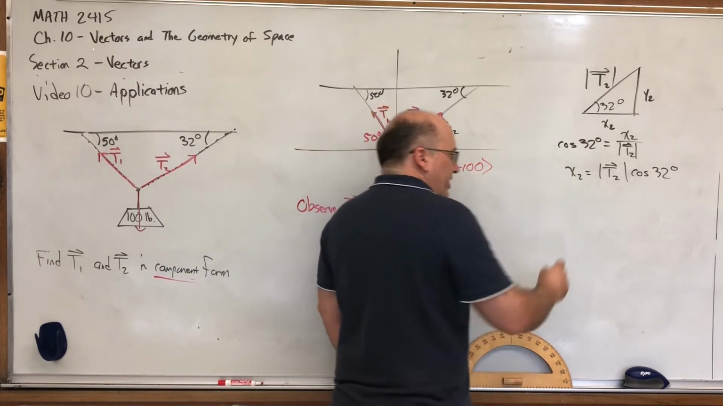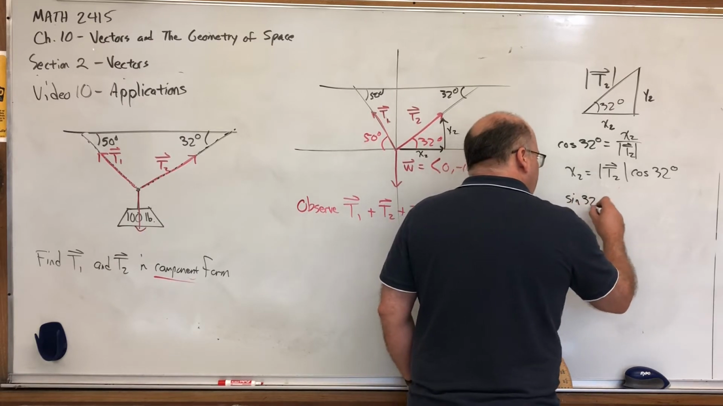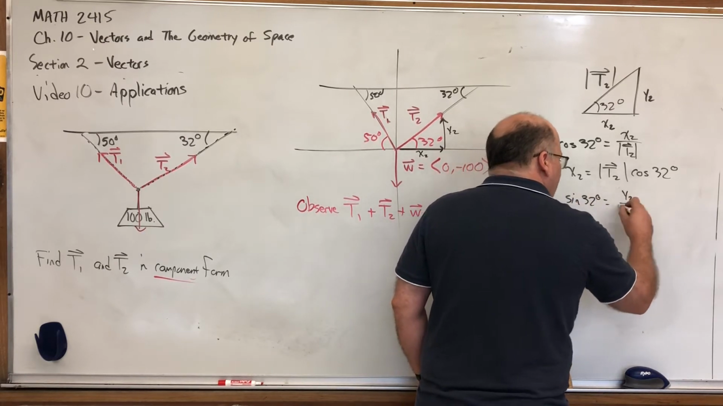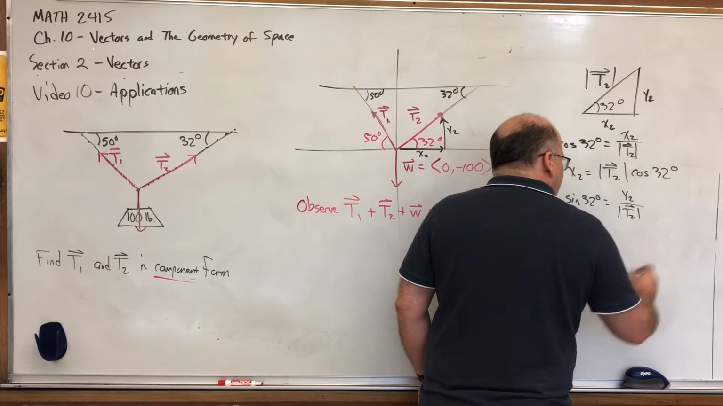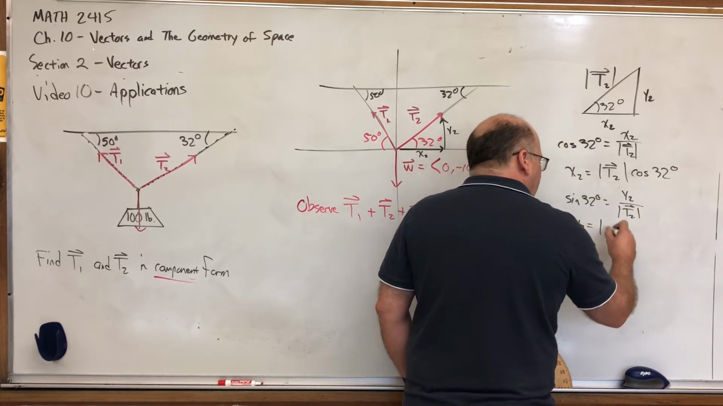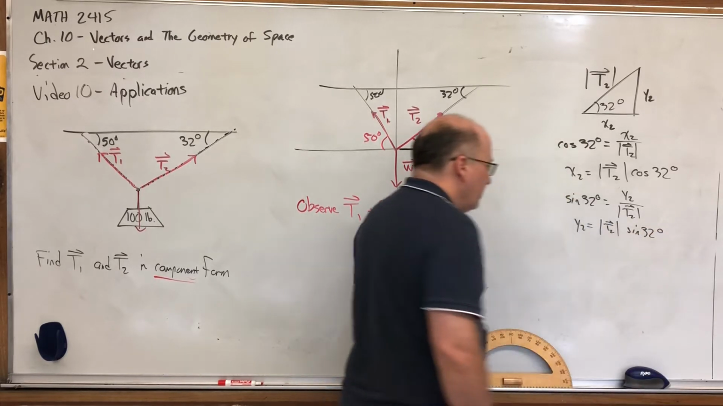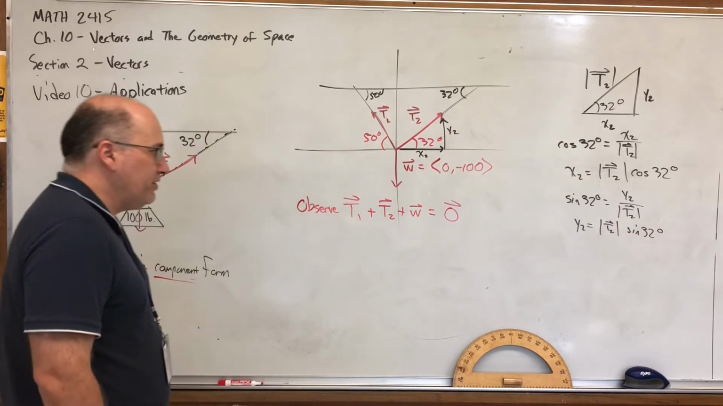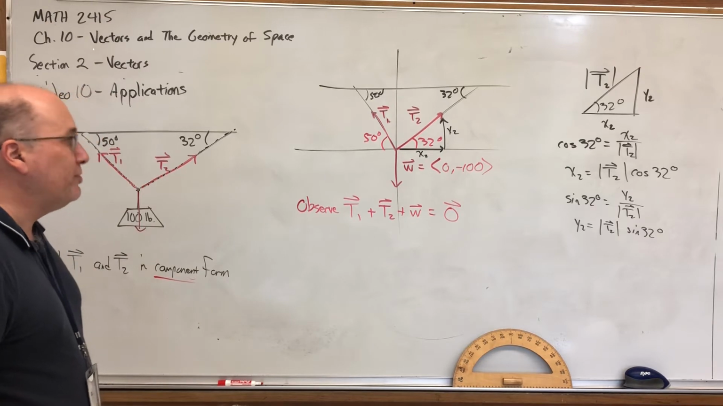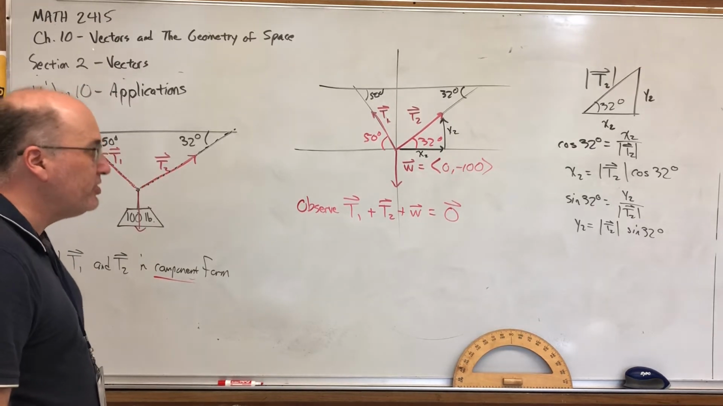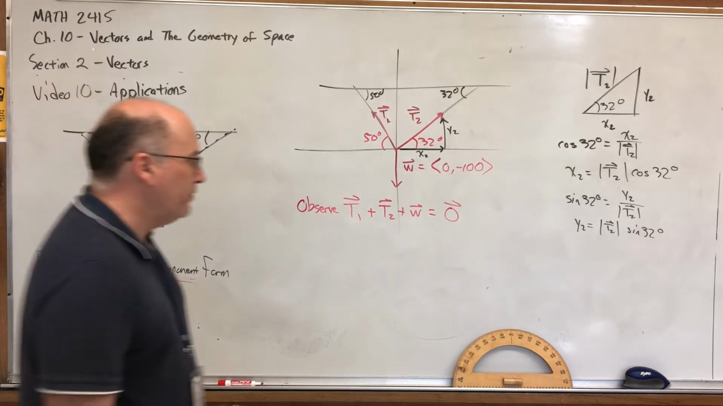Similarly, if we set up sine of 32 degrees, it would be y2 over the magnitude of t2, and this implies that y2 is equal to the magnitude of t2 times sine of 32 degrees. So we have found an expression for the components of t2.